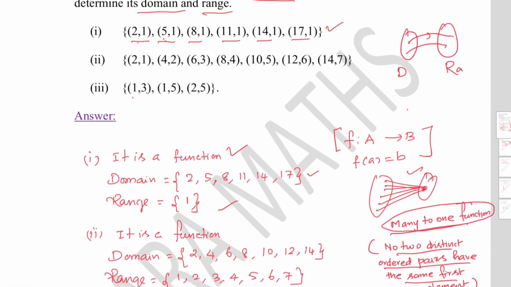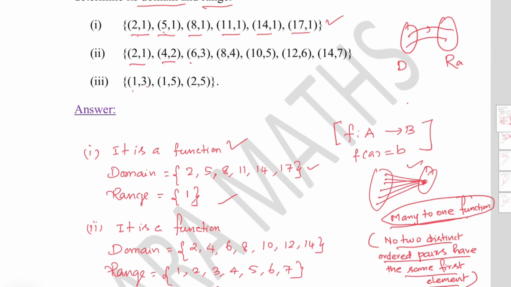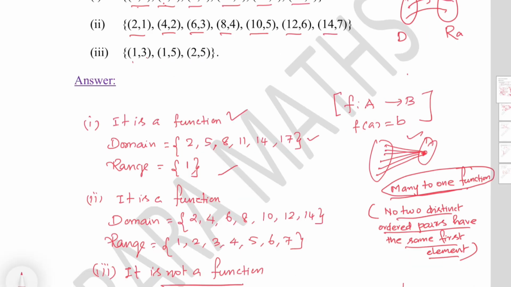So it's a function. And the second question is (2, 1), (4, 2), (6, 3), (8, 4), (10, 5), (12, 6), (14, 7). Here also we observe that no two distinct ordered pairs have the same first element. All the first elements are different, and of course the images are also different, so it is a one to one function. So it is a function. The domain is the set of all first elements, that is 2, 4, 6, 8, 10, 12, 14, and the range is the set of all second elements in the ordered pairs: 1, 2, 3, 4, 5, 6, 7.